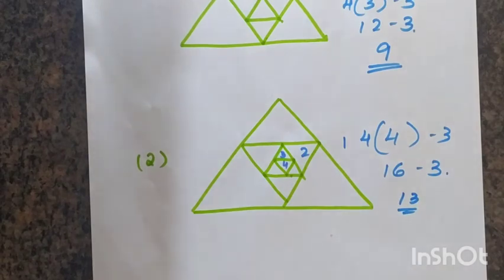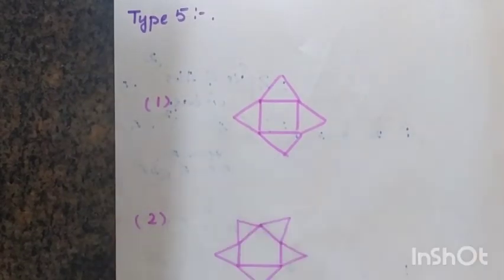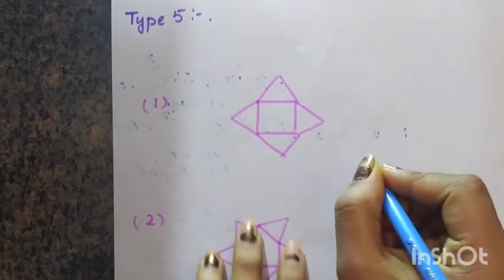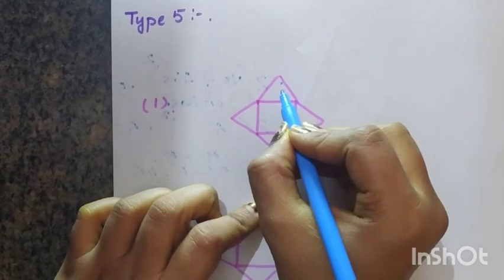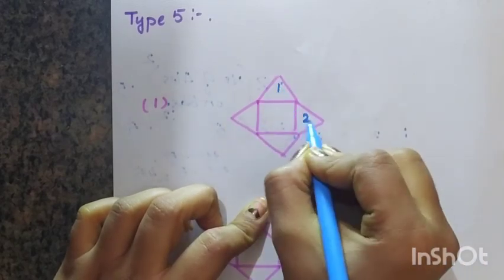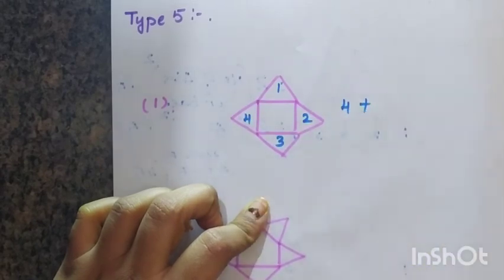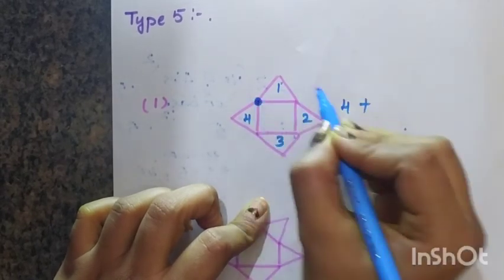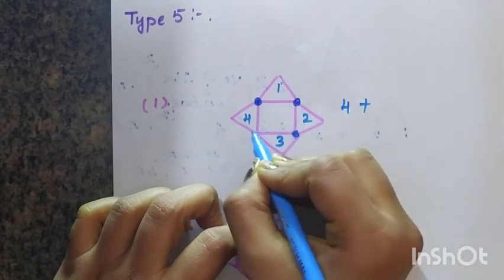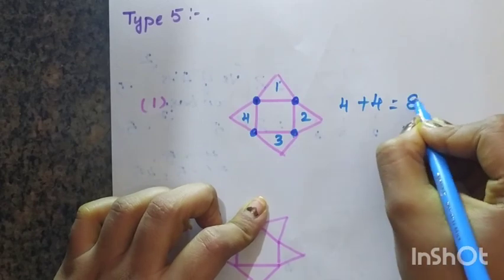Now we will see type 5. In type 5, I have a figure like this. How do you find the number of triangles? Don't worry, chill. So here you are supposed to see the number of triangles here. This first triangle, second triangle, third triangle and the fourth triangle. 4 plus, and how many vertices are there? First, second, third and fourth. So 4 plus 4, which becomes 8.